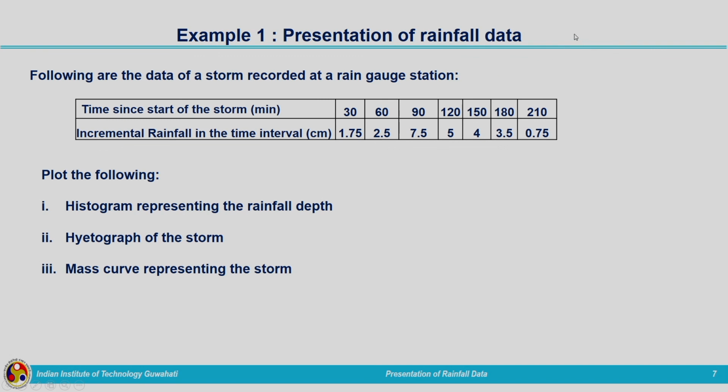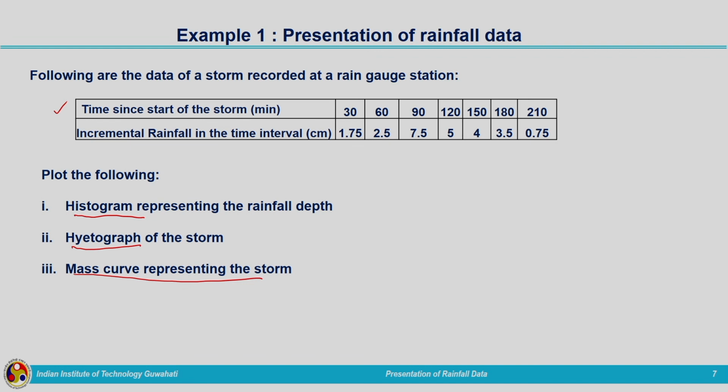Let me read out the question. Following are the data from the storm recorded at a rain gauge station. Data is given to us, that is the table containing time and incremental rainfall depth: time since the start of the storm and incremental rainfall in the time intervals given, in centimeters. What do we need to calculate? We need to plot the following: a histogram representing the rainfall depth, a hydrograph, and a mass curve representing the storm.